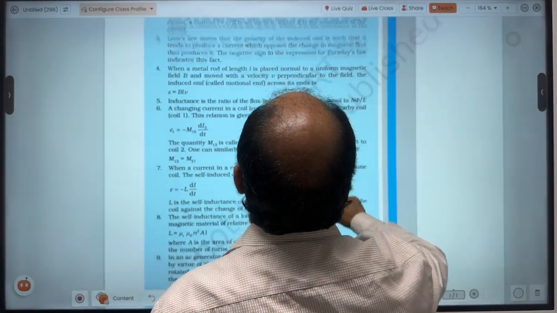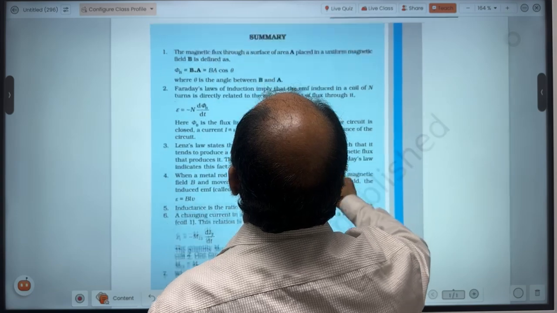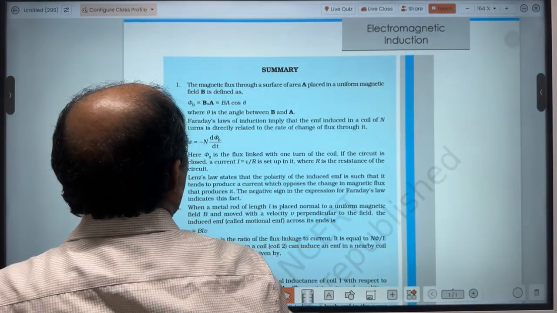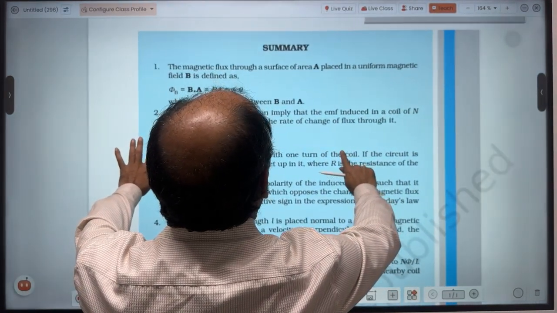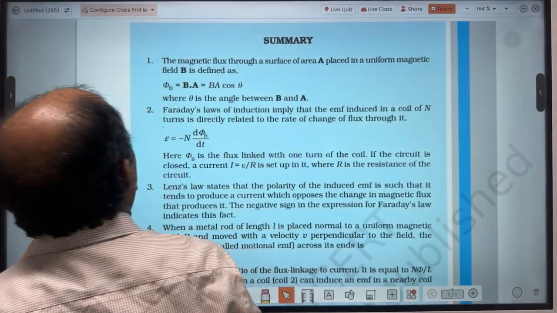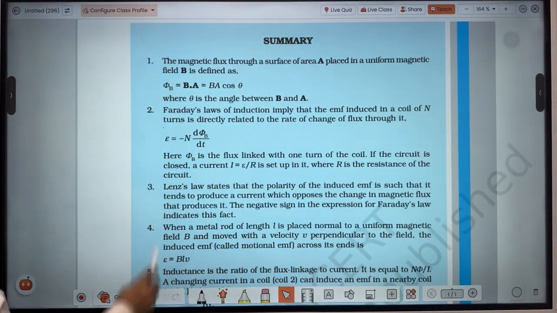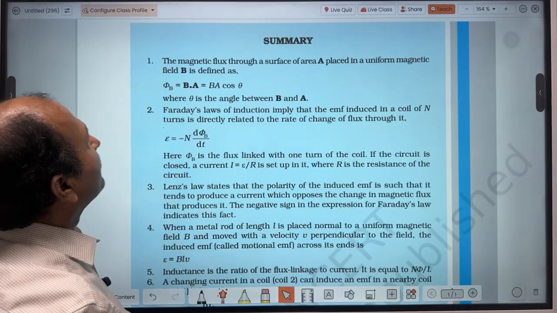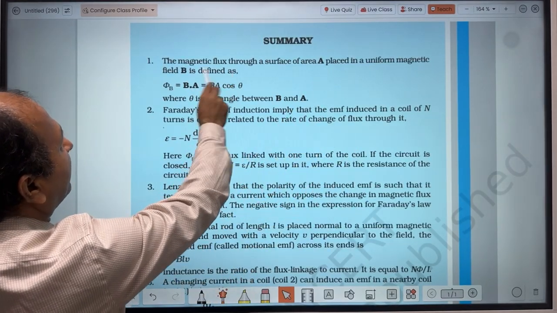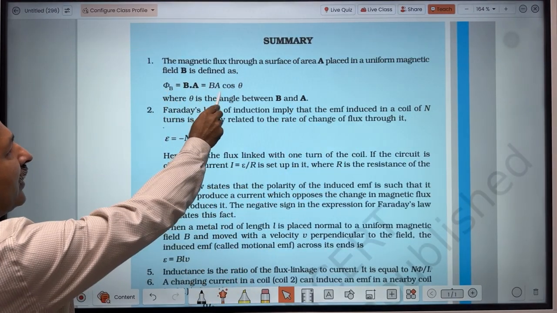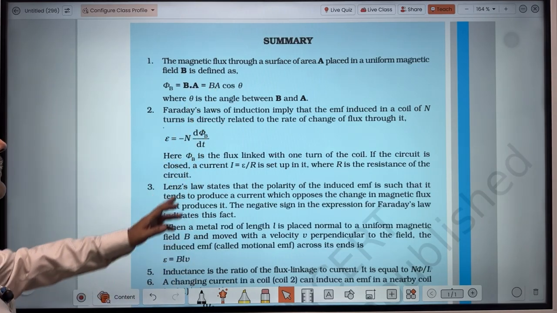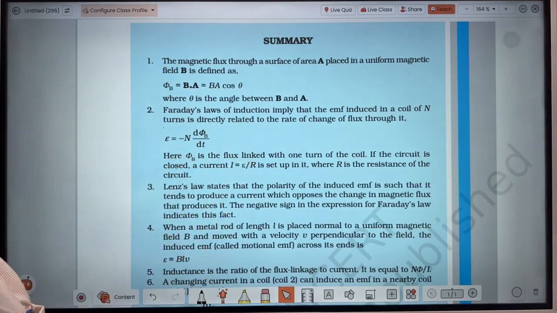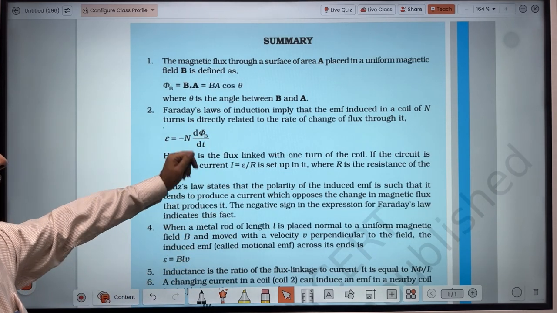The lesson is over. Let's have a quick recap of the lesson, and after that we will do numericals. Here the magnetic flux through a surface of area A placed in a uniform magnetic field B is defined as phi B equal to B dot A, or BA cos theta, where theta is the angle between B and the area vector, meaning the perpendicular drawn on the area.